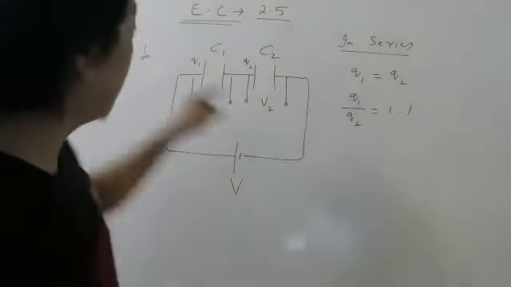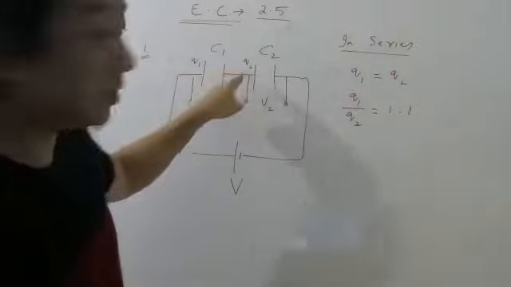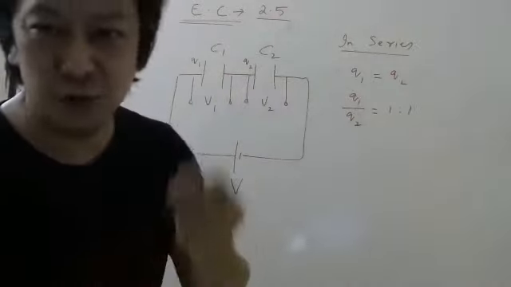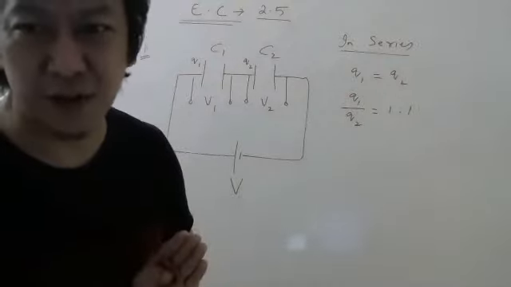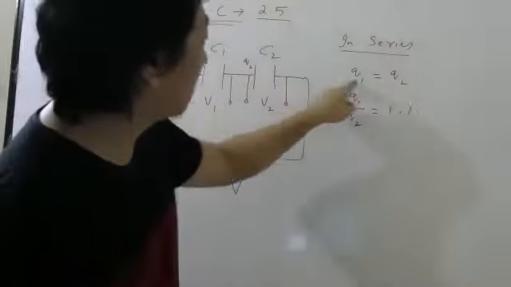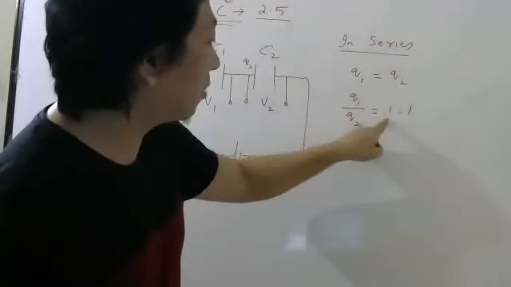So even if you write Q1 here, Q2 here, in this plate it will be minus Q1, in this plate it will be minus Q2. That we know already, so let us not worry about that. But in series, you know, charge on this capacitor and this capacitor should be the same. So ratio should be 1:1.